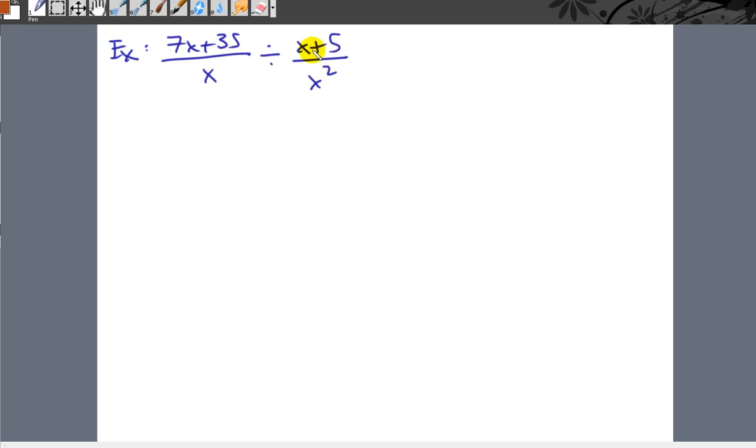All right, so in the next couple of problems, we're going to do the division ones. Okay, so recall what I showed you earlier. When you have a division symbol here, this is the same thing as multiplying by this rational expression's reciprocal.